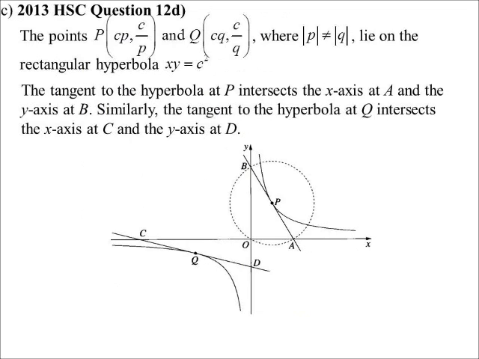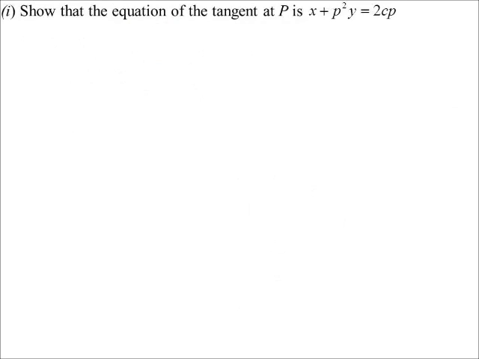The 2013 paper was 12D. It was a rectangular hyperbola. We're told P and Q are 2 points. They're on different branches of the hyperbola, but we also know that the parameters P and Q are not symmetrically opposite. So the absolute value of P doesn't equal the absolute value of Q. The tangent to the hyperbola at P intersects the x-axis at A and the y-axis at B, oh yeah, done that. Similarly, the tangent at Q intersects at C and D. Okay, so they've set up the question for us. What's the first part? There you go.